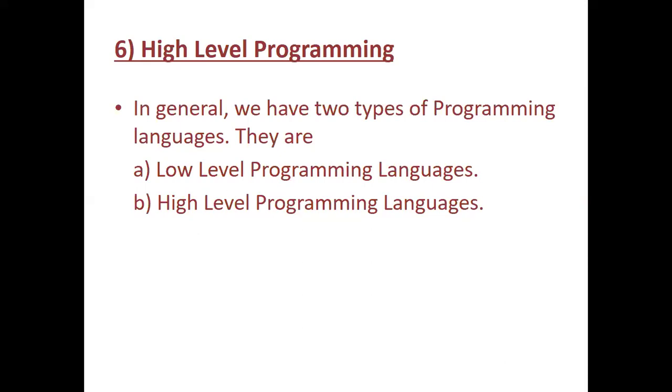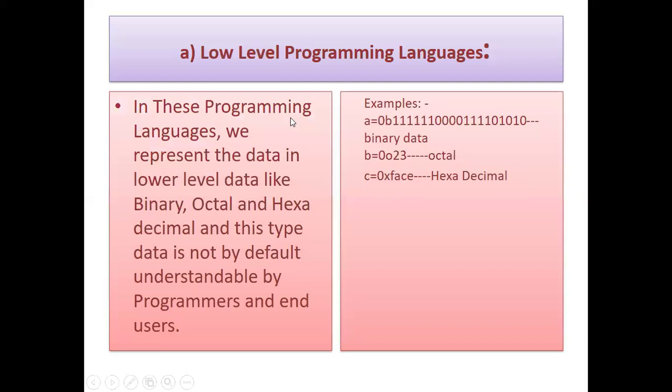When we talk about the low-level programming language, what is that? If we represent low-level data like binary, octal, and hexadecimal, this type of data is not understandable by the end user. When we write something in binary, octal, or hexadecimal format, are you able to understand this? No. This is not understandable by the end user or the programmer, right?